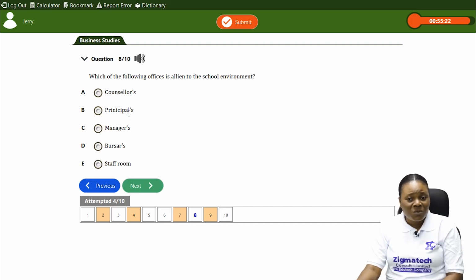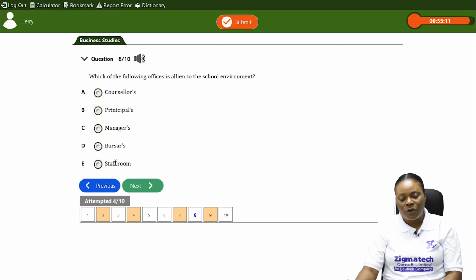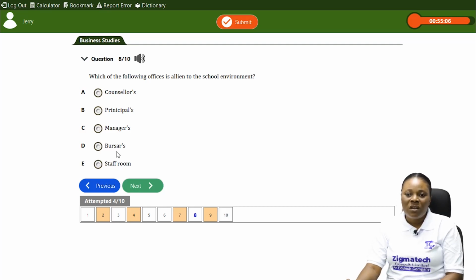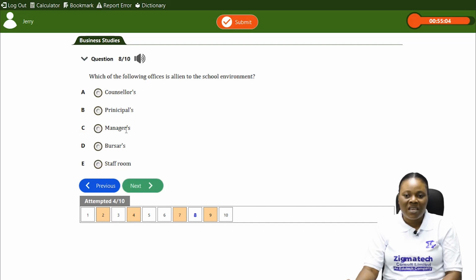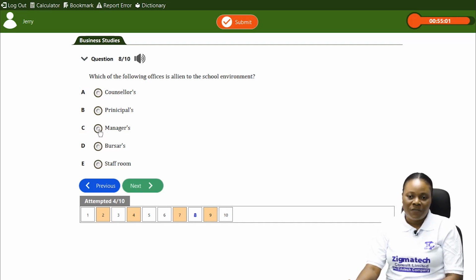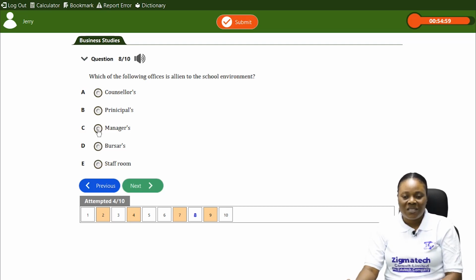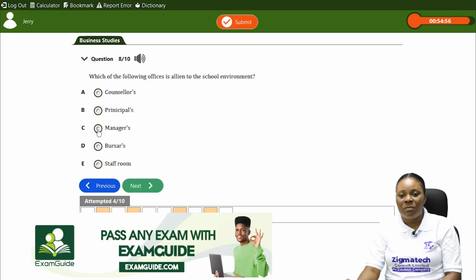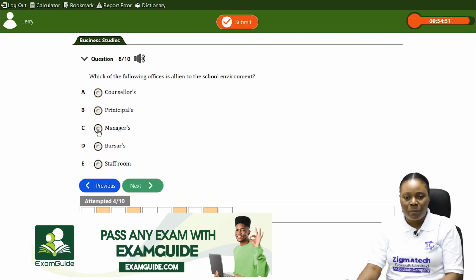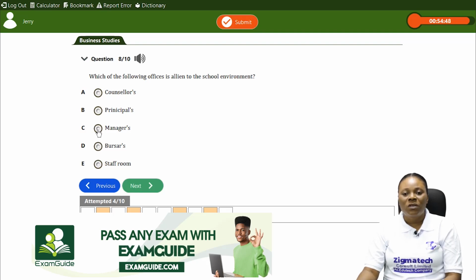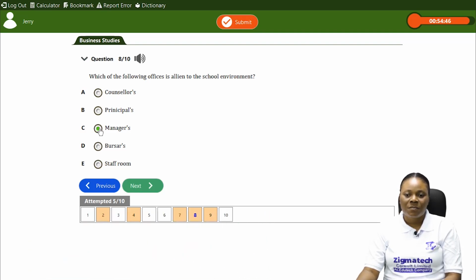We have the principal's office, which can be found in the school environment. We have the boss's office. I said we can also call it the accounts office, which can be found in the school environment. And of course, the staff room can also be found in the school environment. So the only one that is a little bit different here is the manager's office. Instead of the manager's office in the school environment, we have the administrative office or the principal's office or the proprietor or the proprietress office. So the answer here is C.